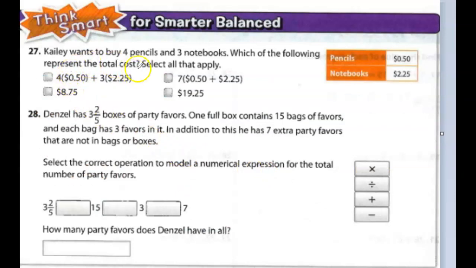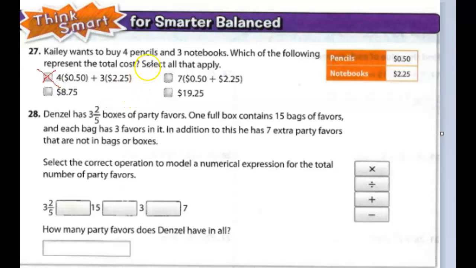27 says, Kaylee wants to buy 4 pencils and 3 notebooks. Well, we know the prices are right here. Which of the following represents the total cost? Select all that apply. So if she wants to buy 4 pencils, then they're 50 cents each, and 3 notebooks that are $2.25 each, which one of these would represent total cost? Well, that means 4 times 50 cents, right? Plus 3 times $2.25. So I know this is the right answer.